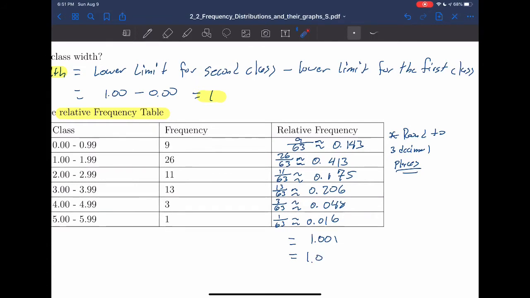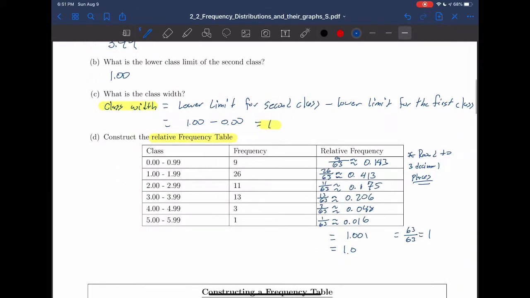What you could do is actually just add the fractions, and that will give you 63 over 63, which is just 1. Okay, but how do we construct these classes? How do we make these? And that's what we're going to talk about next.